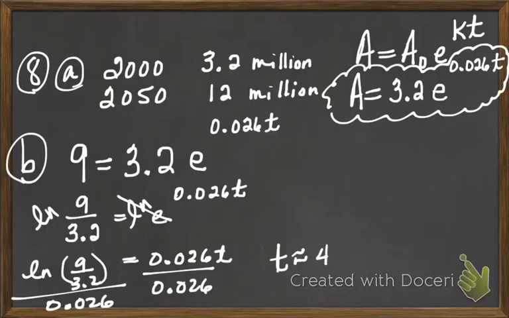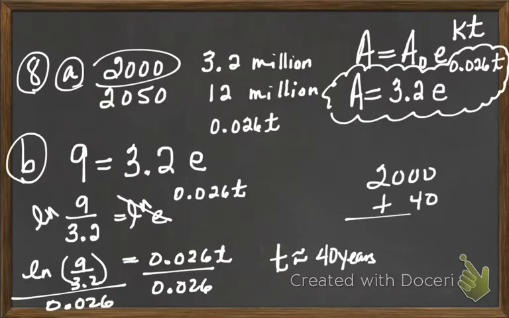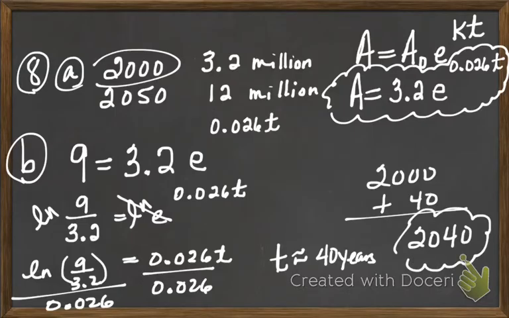Usually with time, you go ahead and round it up. And again, they're saying when. So we go back to our beginning year, which was 2000, and we add that 40 to 2000, and our final answer that they're looking for is 2040. So you wouldn't have to put some kind of unit there. We kind of just know that's years. That is a year.